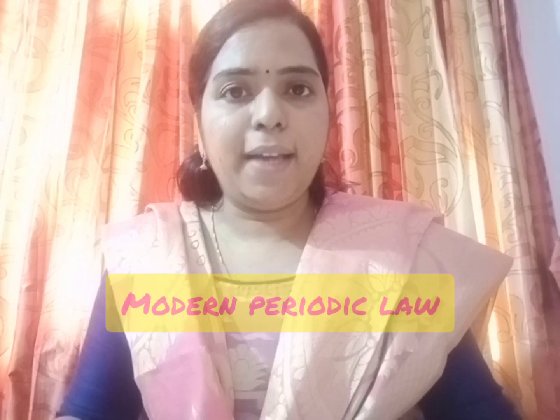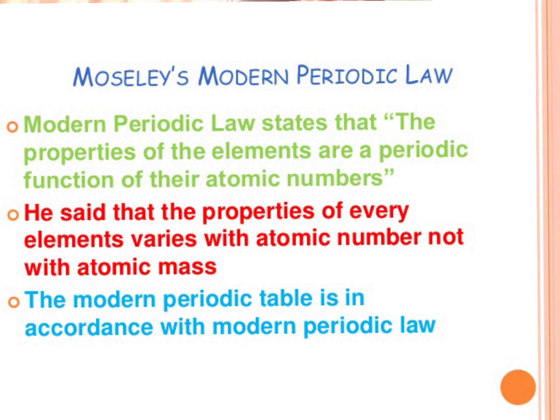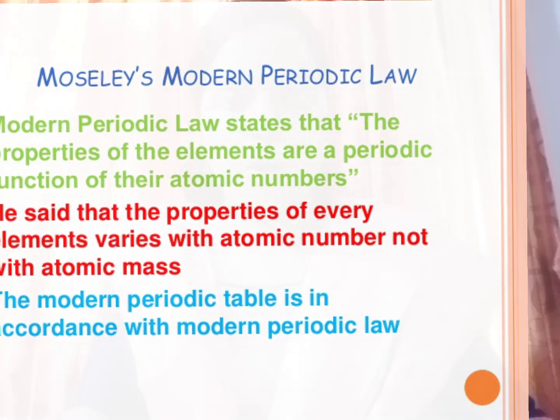Accordingly, Mendeleev's periodic law was modified. Later, they formulated the modern periodic law, which states that the properties of elements are a periodic function of their atomic number. He said that the properties of elements vary with atomic number, not with atomic mass. So the modern periodic table is in accordance with the modern periodic law. He has arranged these elements in increasing order of their atomic number.